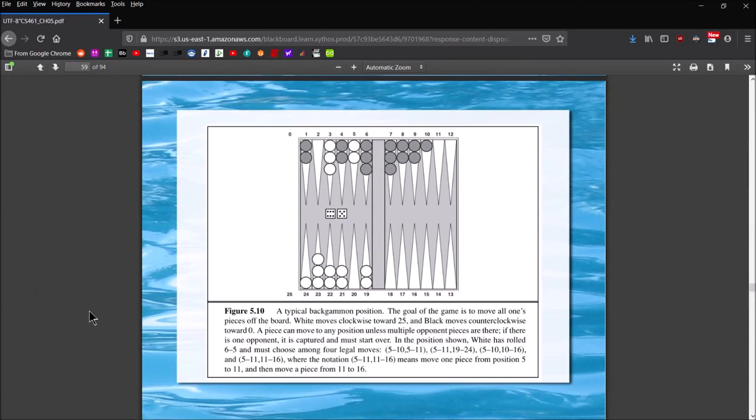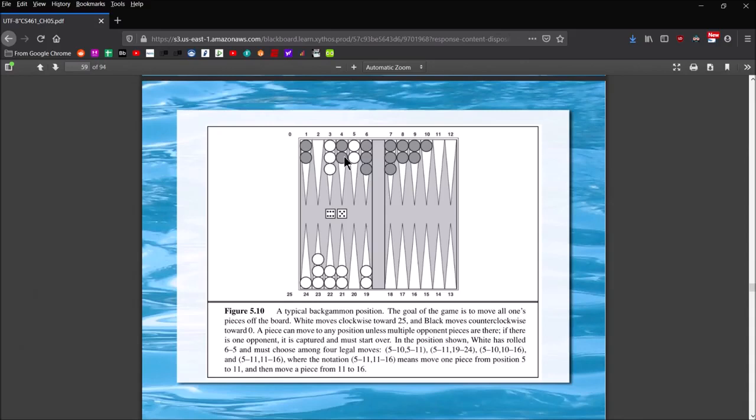And a piece can move to any position unless a position has multiple opponent pieces there, right? So if I'm moving clockwise and I'm white and I have these 3 pieces on the number 3 position, and I roll a 1 on one of my 2 dice, well, I can't move any of those 3 pieces into position 4. That'd be an illegal move because I'm blocked, because there's multiple black pieces there. My opponent has multiple pieces on a position already.